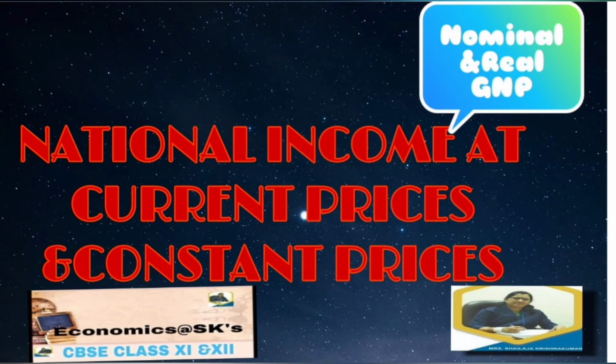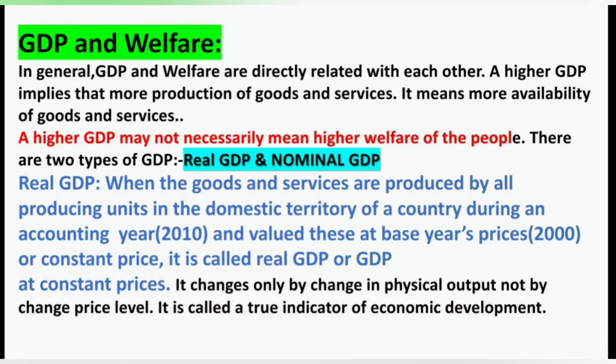Income at current prices and constant prices, or real and nominal GDP. What is its connection to welfare? In general, GDP and welfare are directly related with each other. A higher GDP implies more production of goods and services. It means more availability of goods and services in the economy. A higher gross domestic product or a higher gross domestic income may not necessarily mean higher welfare of the people.